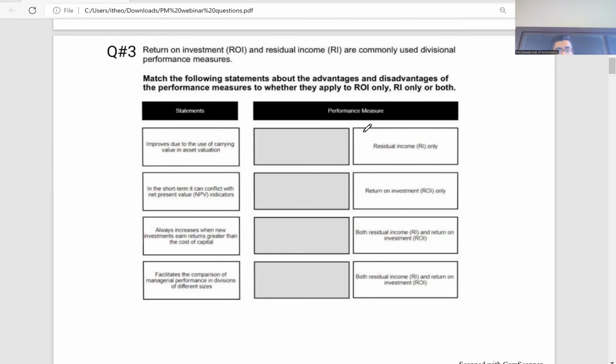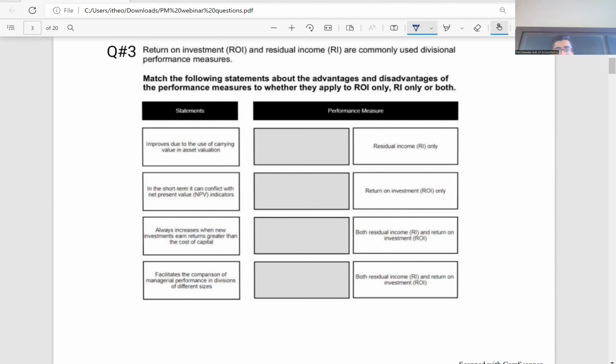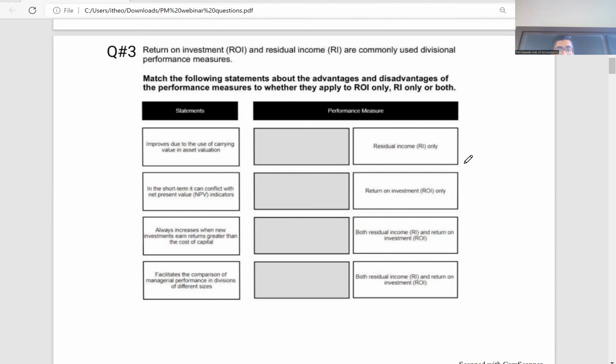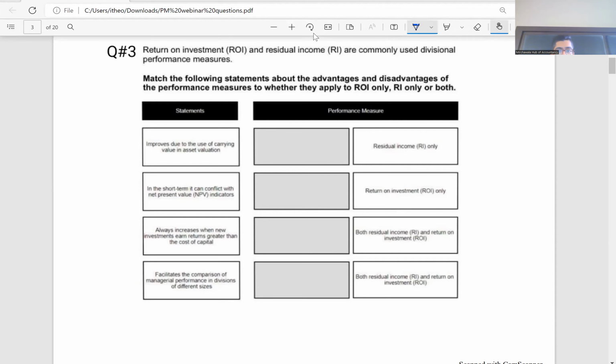Okay. Third, ROI and RI are commonly used divisional performance measures. We all know ROI and RI are commonly used divisional measures. Match the following statements about advantages and disadvantages of the performance measures to whether they apply to ROI only, RI only, or both. Now, many people fail to understand these types of questions.